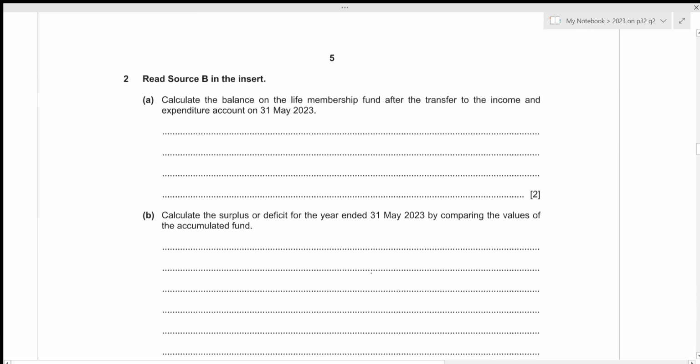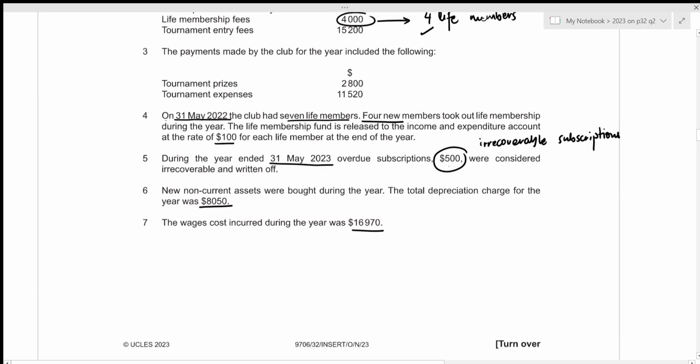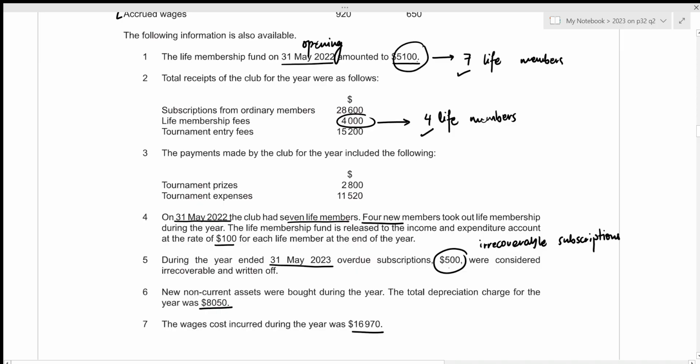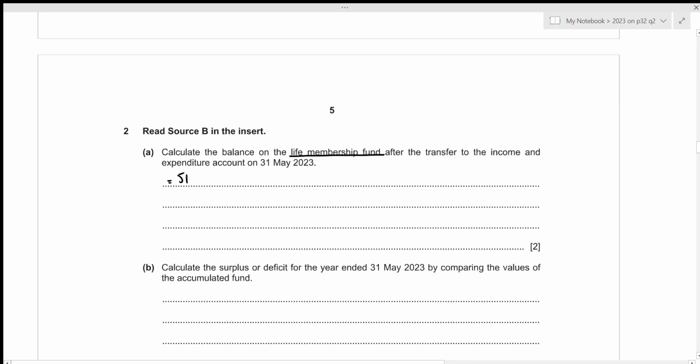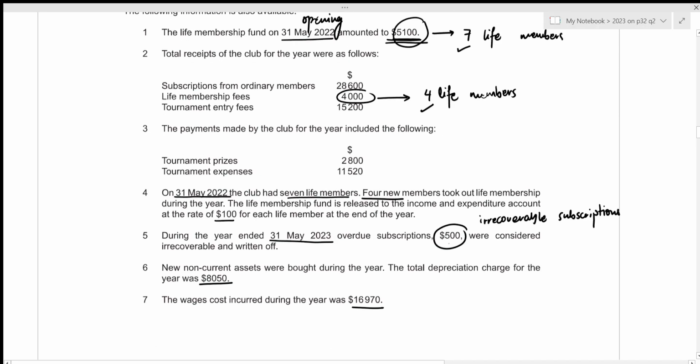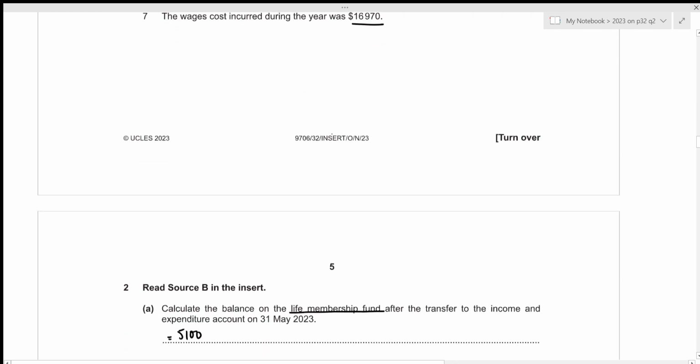Okay. Now for the first part of this question, we need to calculate the balance on the life membership fund after the transfer to the income and expenditure account. Okay, so at the start of the year, we had 5,100 in our life membership fund. Then 4 new life members paid out 4,000. So this should also be added into our life membership fund.